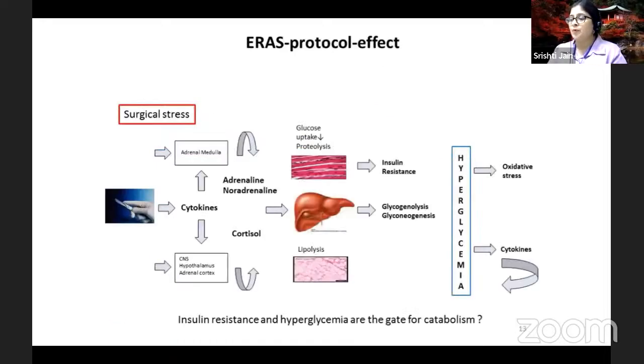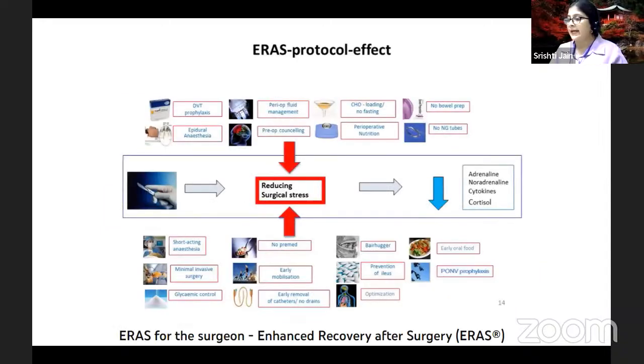So why is the ERAS protocol very, very important? See, we need to understand that surgery is a stress. Surgery brings in stress in the form of cytokines; adrenaline, noradrenaline and cortisol are released. There's lipolysis, glucose uptake is reduced, there's insulin resistance, glycogenolysis, gluconeogenesis. All this leads to hyperglycemia, oxidative stress, which in turn lands the patient in a vicious cycle where there is more release of cytokines.